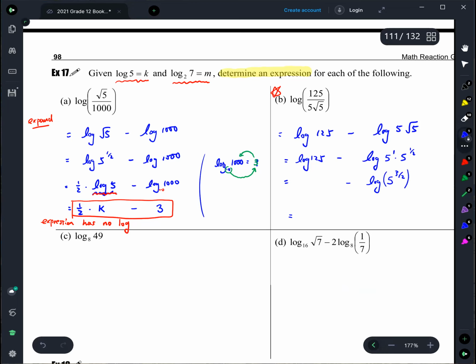And then for the 125, can you also write it with a base of 5? 5 to the 3. Yeah, very good. Because everything has to do with 5 here, so we can write it as base 5.